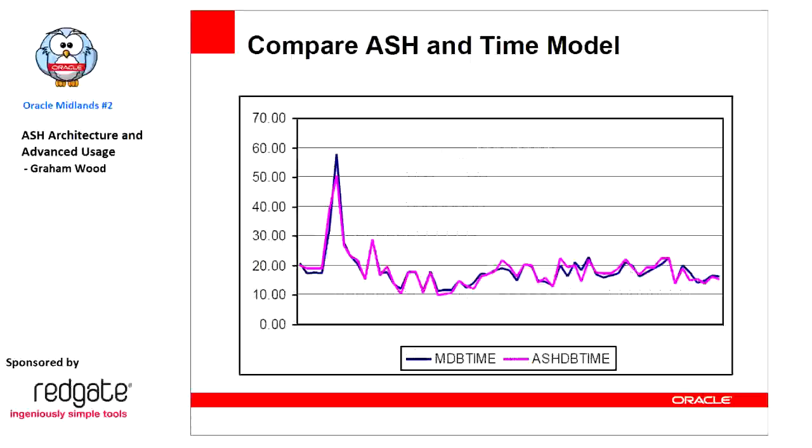So, those are the two graphs. Right, and they look pretty close to me. So ASH seems to give us a pretty accurate representation of what's happening in the system.